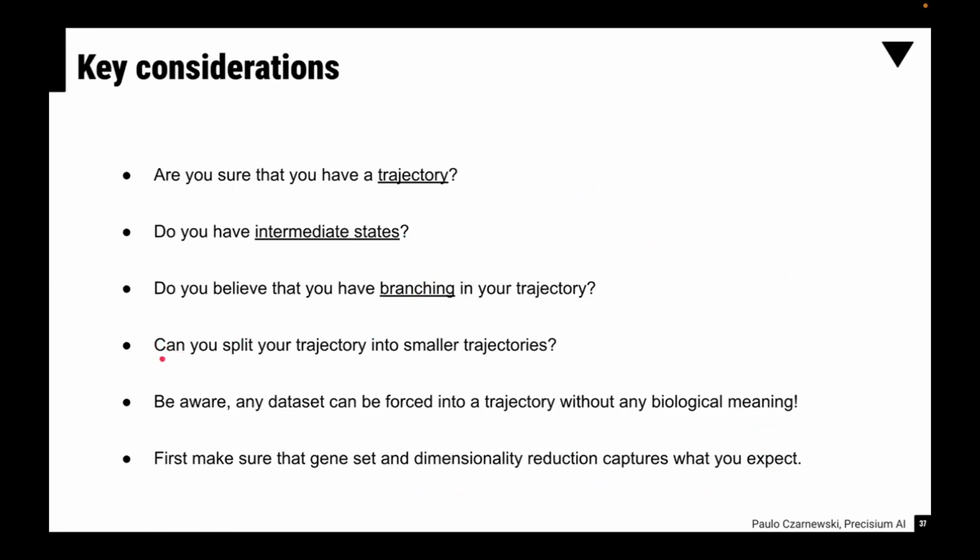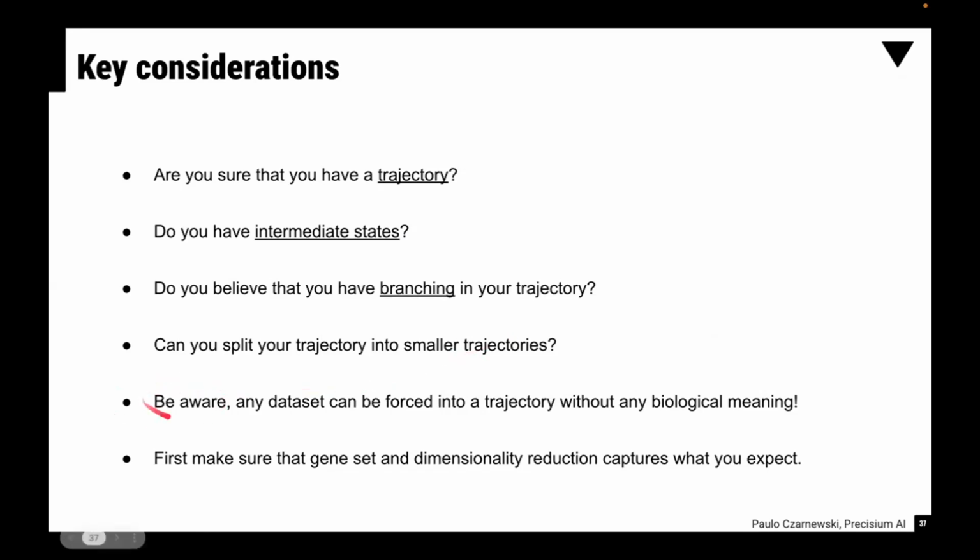As I was mentioning in the previous slides, if possible, feel free to subset your data set into smaller trajectories that are easier to understand and easier to analyze. Creating these multi-connected graphs and trying to fit trajectories on them is much harder than simply doing a bifurcation trajectory. So you definitely can subset your data set and run trajectory on specific parts that make more sense and are easy to understand.